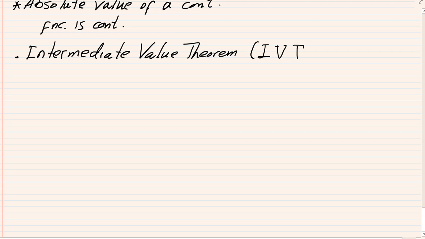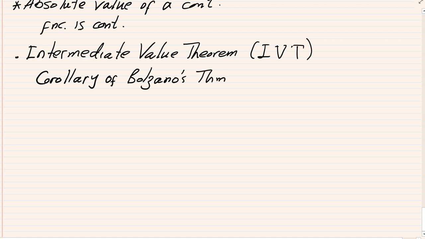Intermediate value theorem. Now this is actually an interesting theorem, and just to give you a little background here, this intermediate value theorem is actually the corollary of another important theorem. A corollary means a direct result of another theorem, and that theorem is called Bolzano's theorem. Okay, named after Bernard Bolzano. That's the gentleman's name, Bernard Bolzano.